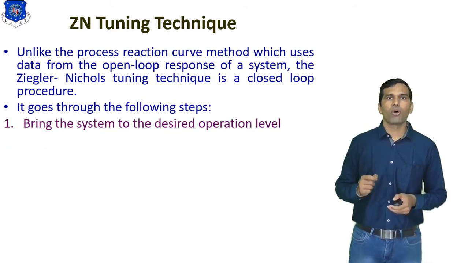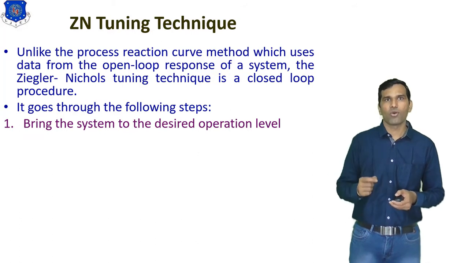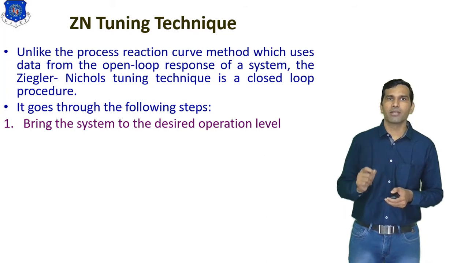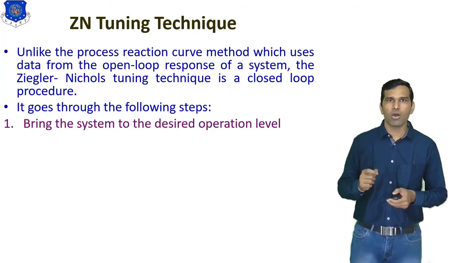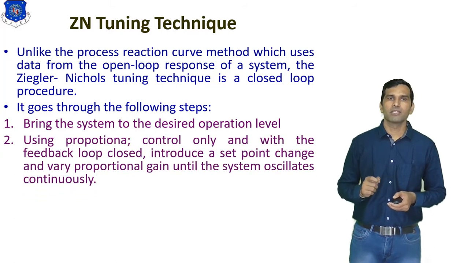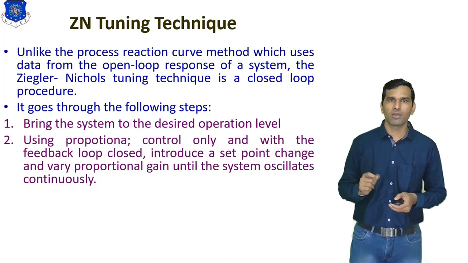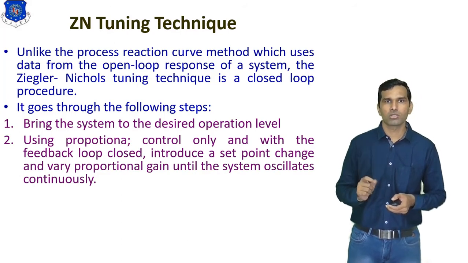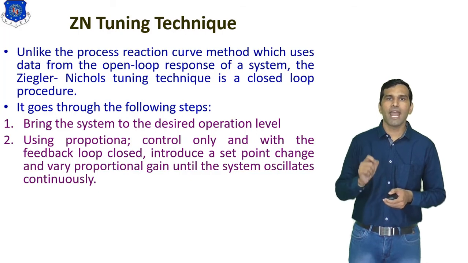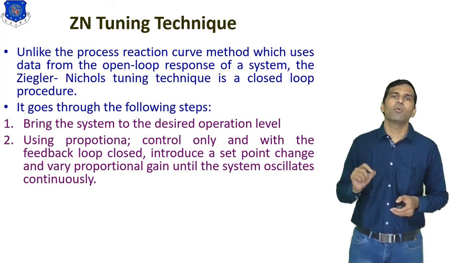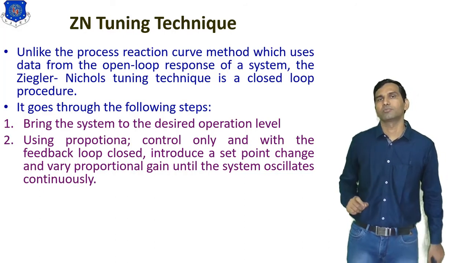It goes through the following steps. These are the steps for the Ziegler-Nichols tuning method. First step is to bring the system to the desired operation level. Second step is, using proportional controller only and with the feedback loop closed, introduce a set point change and vary proportional gain until the system oscillates continuously.